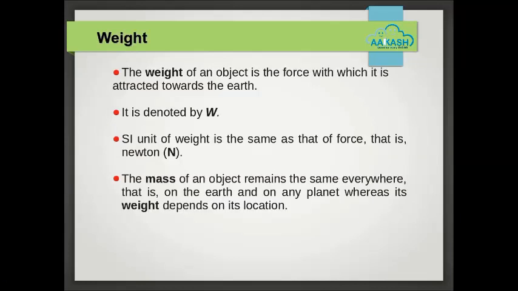Now let's see what is weight. The weight of an object is the force with which it is attracted towards the earth, and it is denoted by W. Weight has the same SI unit as that of the force, that is Newton. The mass of an object remains the same everywhere, that is on Earth and on any planet, whereas its weight depends on its location.